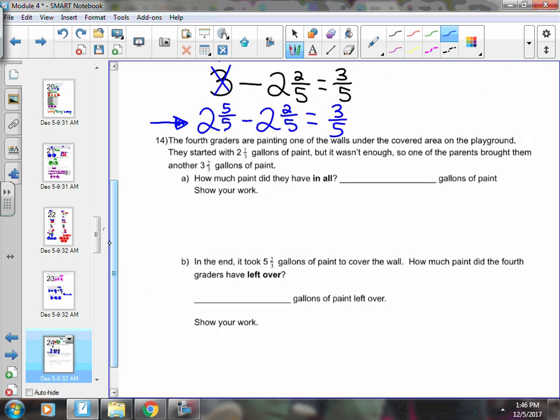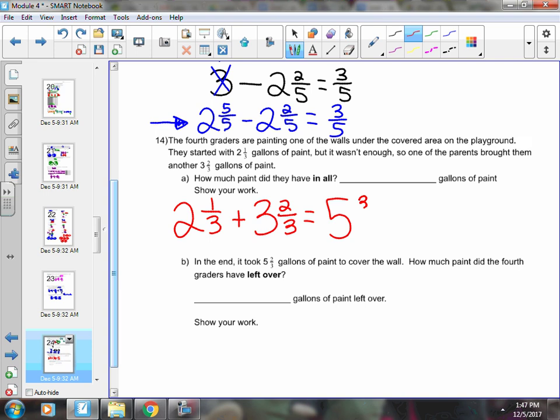Okay, last one. The 4th graders are painting one of the walls under the covered area on the playground. They started with 2 1/3 gallons of paint, but it wasn't enough. So one of the parents bought more, 3 2/3 gallons of paint. How much paint did they have in all? A big old 2 1/3 plus a big old 3 2/3. A big old 2 plus a big old 3 is a big old 5. 1/3 plus 2/3 is 3/3. 5 and 3/3 is really better written as 6 gallons of paint.